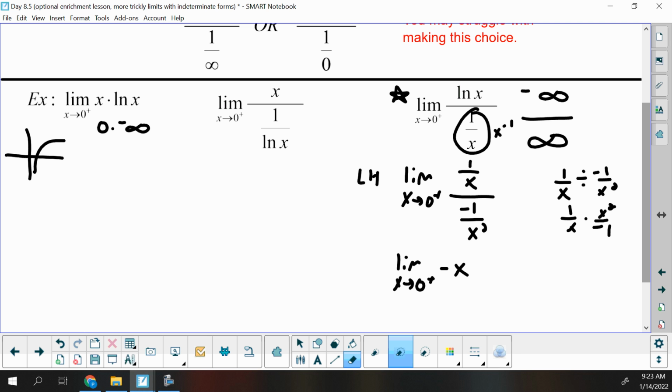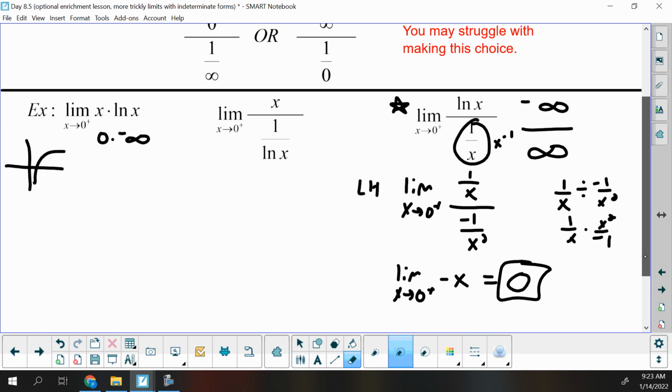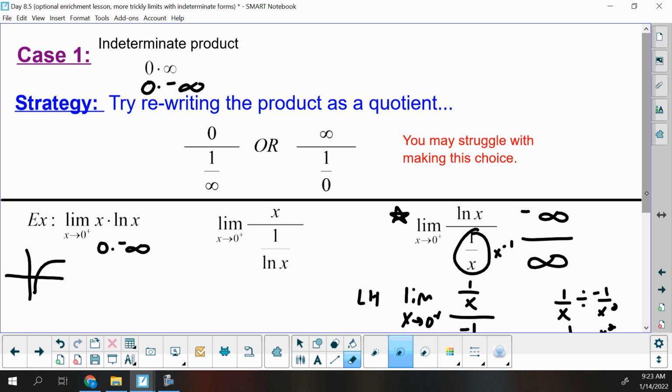Well, now let's reevaluate. As x goes to 0 from the right, negative x is just going to approach 0. So basically what that's telling us about our product is in that product of 0 times negative infinity, we must have been heading to the 0 quicker than the natural log was heading to the negative infinity. So the 0 basically took control of that product.